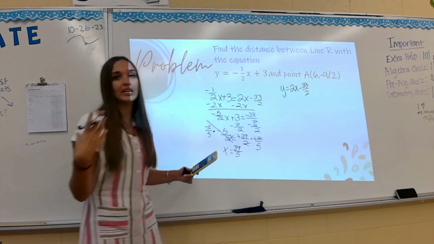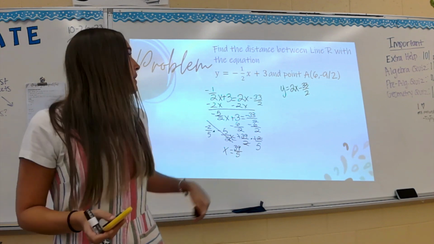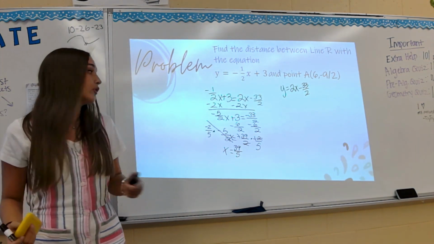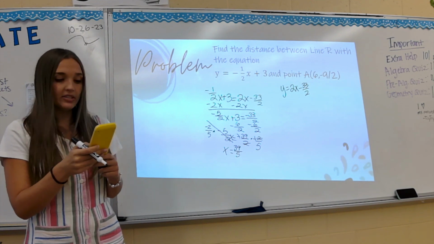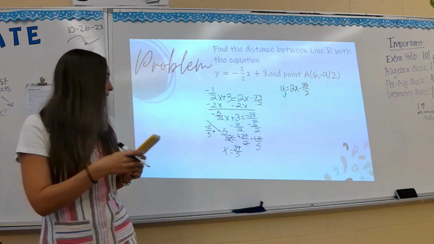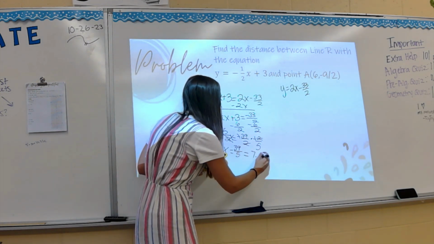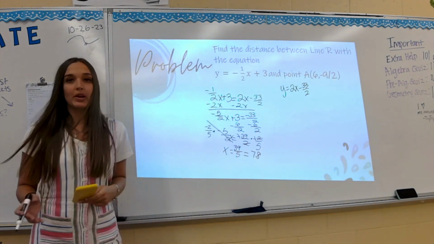And I really like working with decimals for this. Usually I'm not a huge fan of decimals, but when we're trying at the end to use the distance formula, it makes sense just to have it in decimal form to make our lives a little bit easier. So 39 divided by 5 gives me 7.8. So my x value is 7.8.